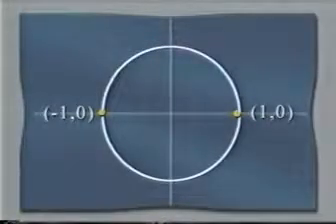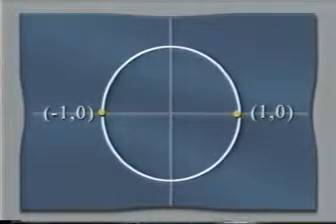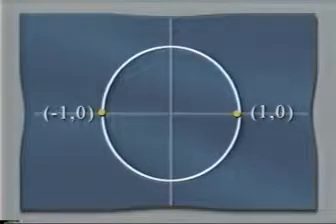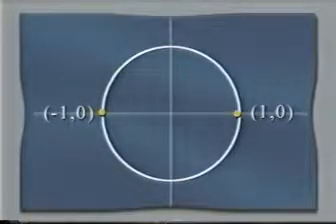Well, if you graph the points 1, 0 and -1, 0, those would be the points that would represent the real numbers 1 and -1. Now, they are separated by 180 degrees. They're both on the x-axis. One's on the positive part, one's on the negative part. And they're, of course, 1 away from the origin.